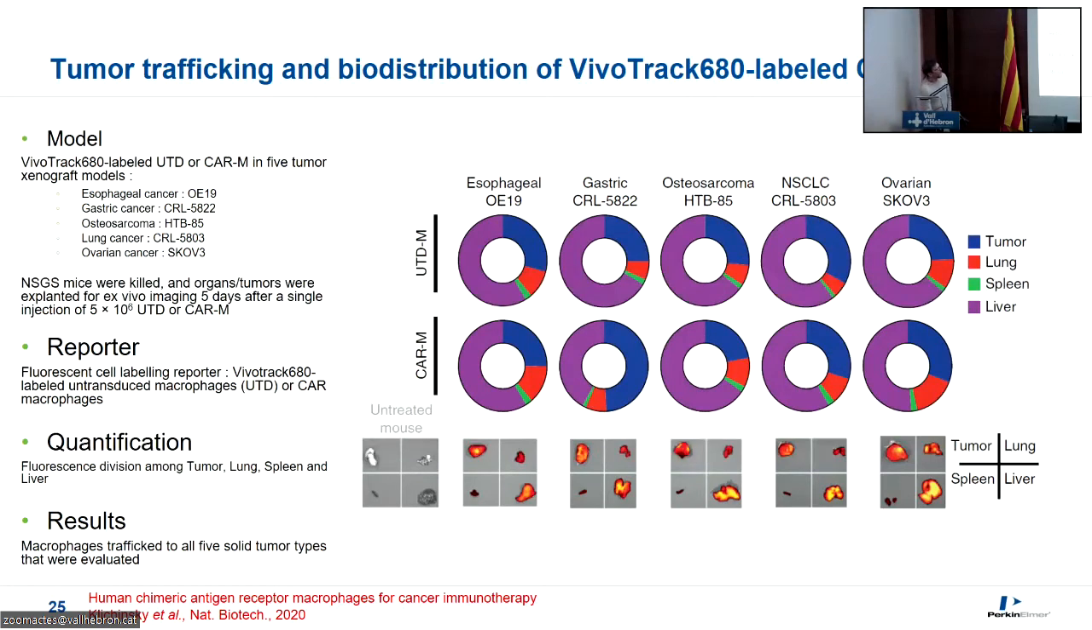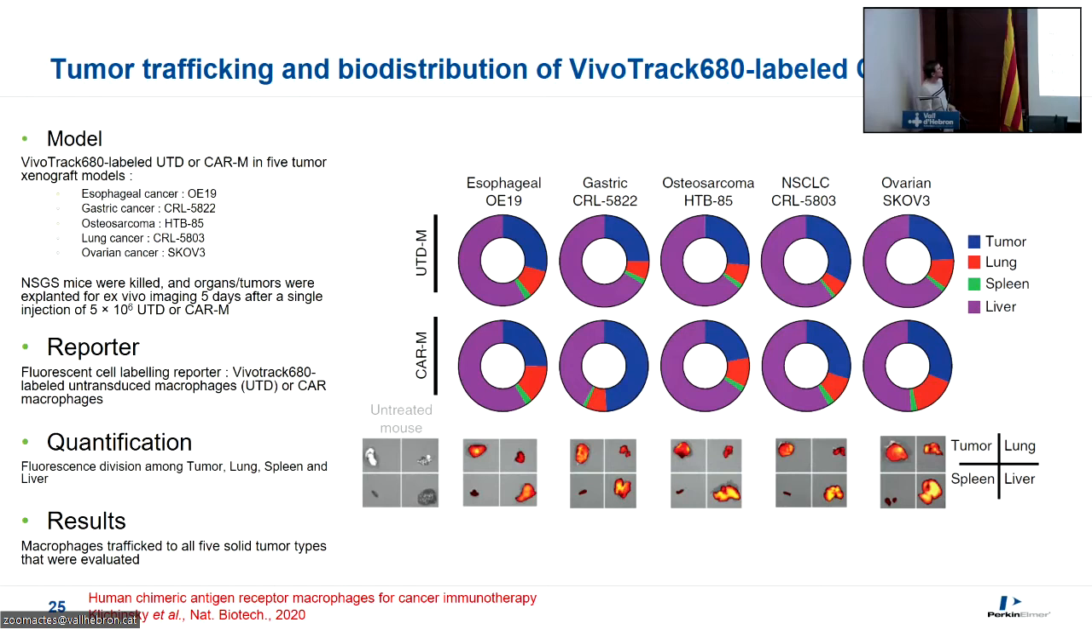Then we use another strategy. Here we are using VivoTrack, one of our agents to label cells. It's the same approach as the one using DiR. It's basically a lipophilic molecule that will stay in the membrane of the CAR-M cells. So here we are using those CAR-M cells tagged with VivoTrack in 5 different models: esophageal cancer, gastric cancer, osteosarcoma, lung cancer, and ovarian cancer.